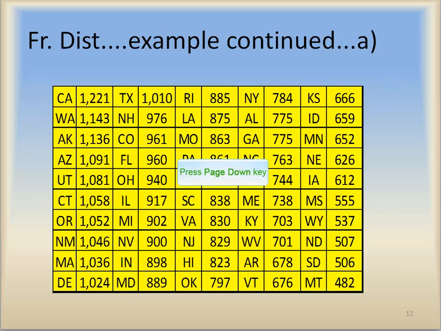So if we move on and arrange them from, say, largest to lowest, we can immediately tell now that California has the largest value. Note that $1,221 of daily cost per patient, versus Montana was the lowest at bottom right hand corner of $482, and all the other states in between somewhere.